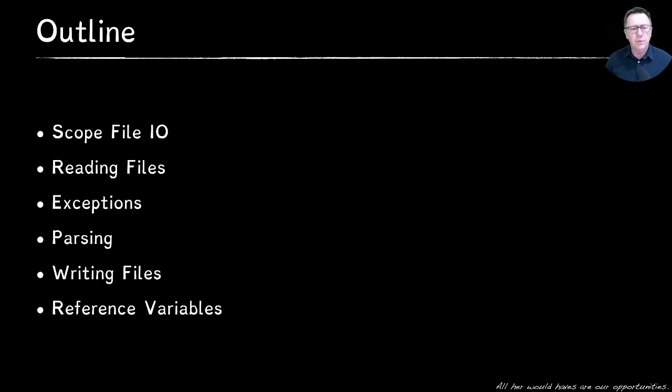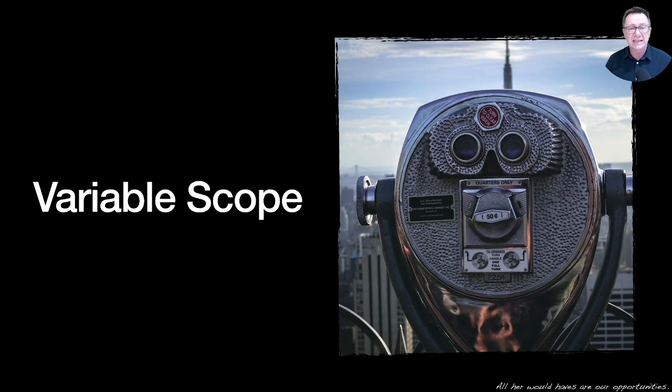Our outline for today is this. These are the things we're going to be going through and having a look at and really dipping our toes into to get a great understanding of where things are at and where we're going. Well, let's get rolling. Variable scope.